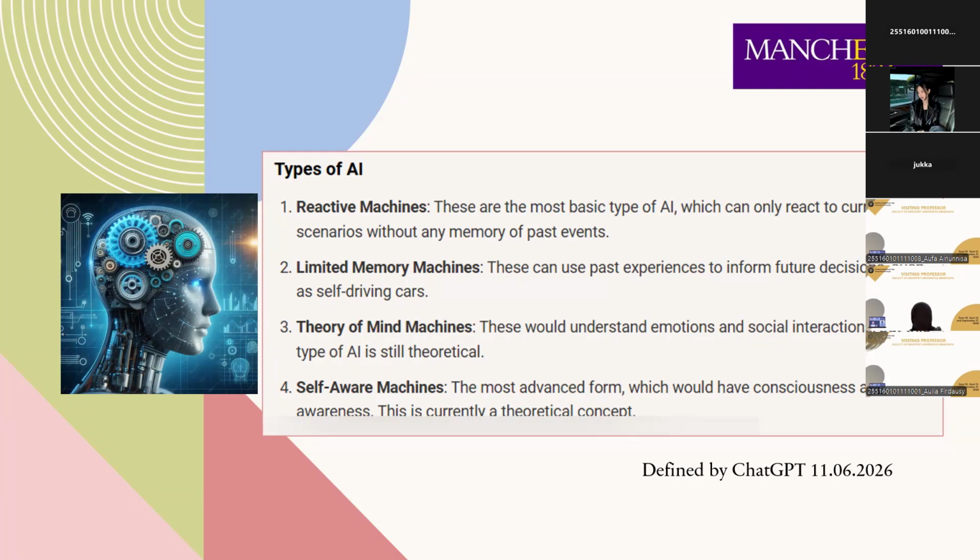This is not even surprising. Theory of mind machines. This would understand emotions and social interactions, but this type of AI is still theoretical. This might be also a little bit scary. Then one concept listed, which is still theoretical, is self-aware machines. The most advanced form, which would have consciousness and self-awareness. This may be also something you should be very much concerned about rather than happily welcoming.